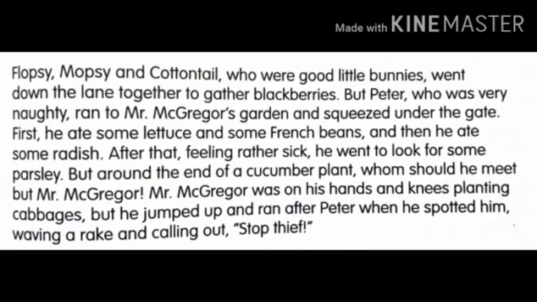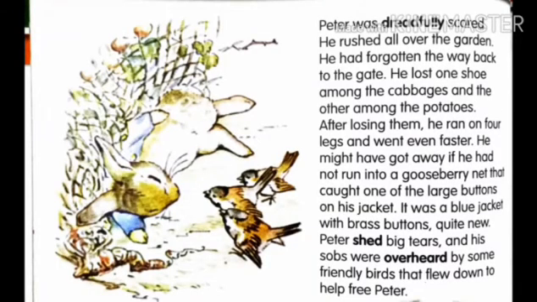Now let us move to the next page, page number 72. Can you see? Let us read the first paragraph. Peter was dreadfully scared. He rushed all over the garden. He had forgotten the way back to the gate. He lost one shoe among the cabbages and the other among the potatoes.